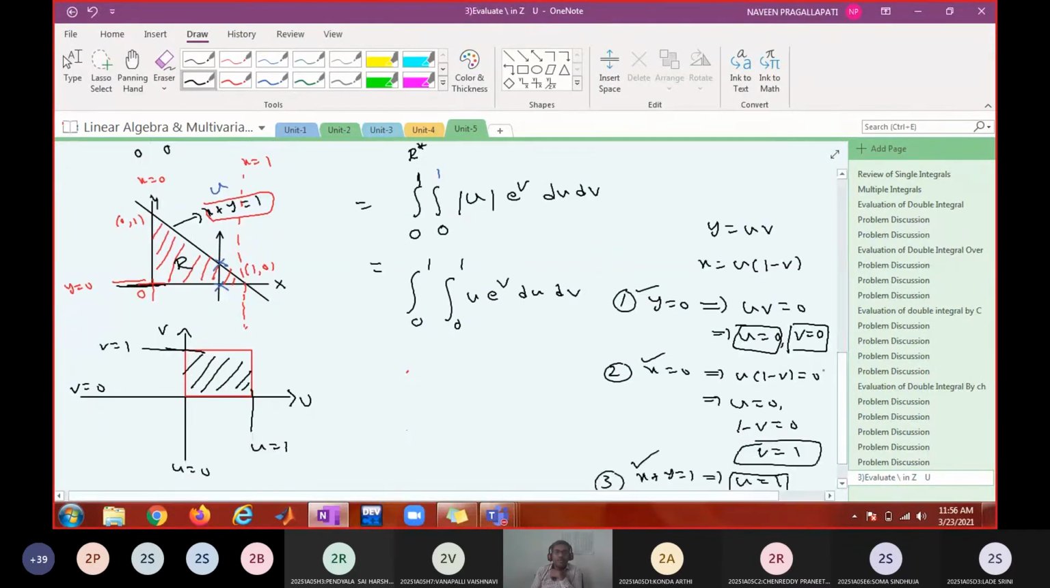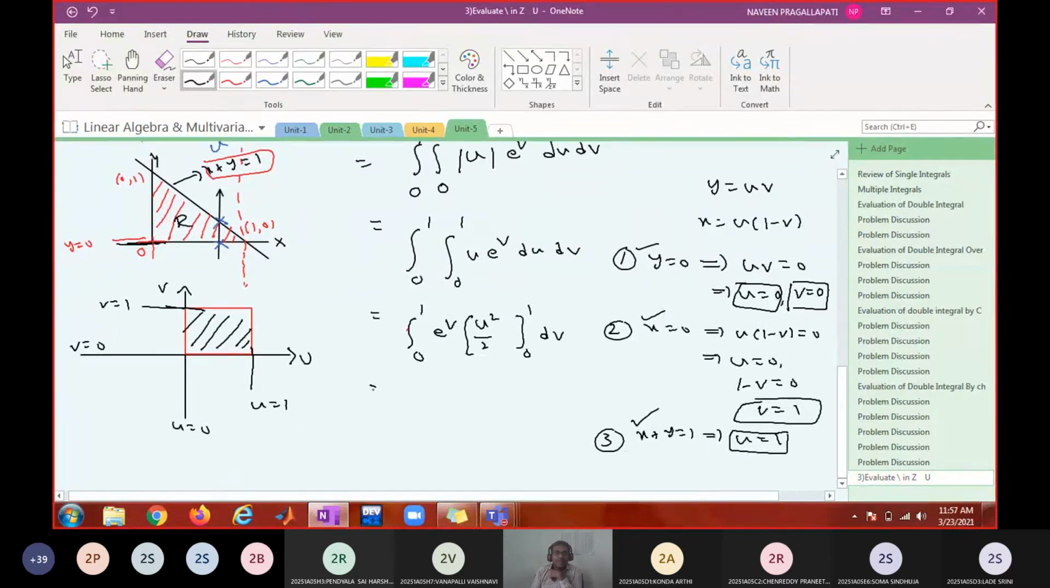When you are integrating with respect to u, v is treated as constant. So this is 0 to 1, e power v is constant, u square by 2 with the limits from 0 to 1, dv. Upper limit minus lower limit is 1 by 2, integral 0 to 1 of e power v dv. Integral of e power v is e power v itself. With the limits from 0 to 1, the answer is (e minus 1) by 2.